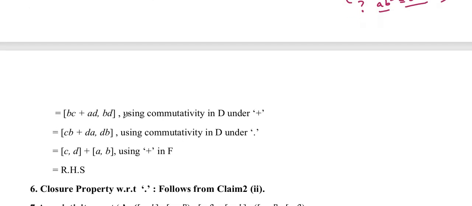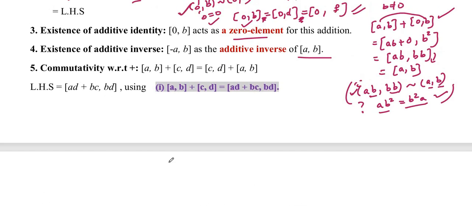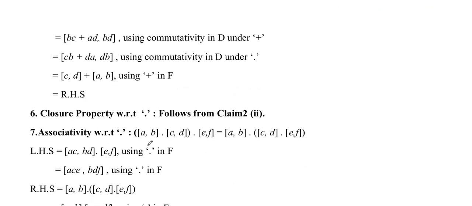So that is your RHS. That is your RHS. So commutativity with respect to plus is also established. Then closure with respect to dot follows from the second subdivision of claim 2, which you have already established. Then associativity, it is the same way as what we had in the case of addition. We'll have to change the bracket and establish this.